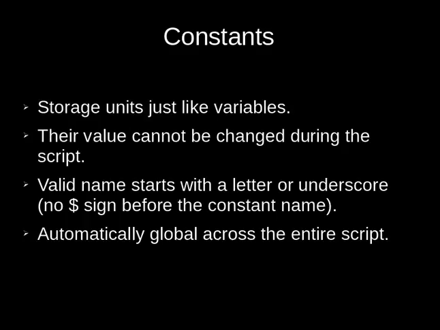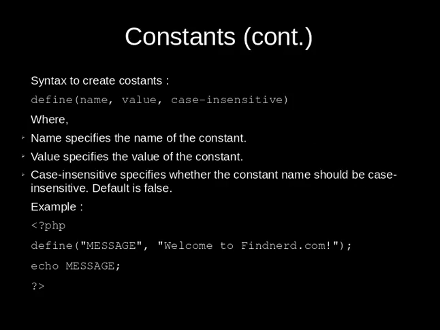Syntax to create constants. To create a constant, you need to call the define function, which takes three parameters: name, value, and case insensitive. Name specifies the name of the constant, value specifies the value of the constant, and case insensitive specifies whether the constant name should be case insensitive. By default, it is false. Example: define message, welcome to findnut.com, then echo message. This would print out welcome to findnut.com.